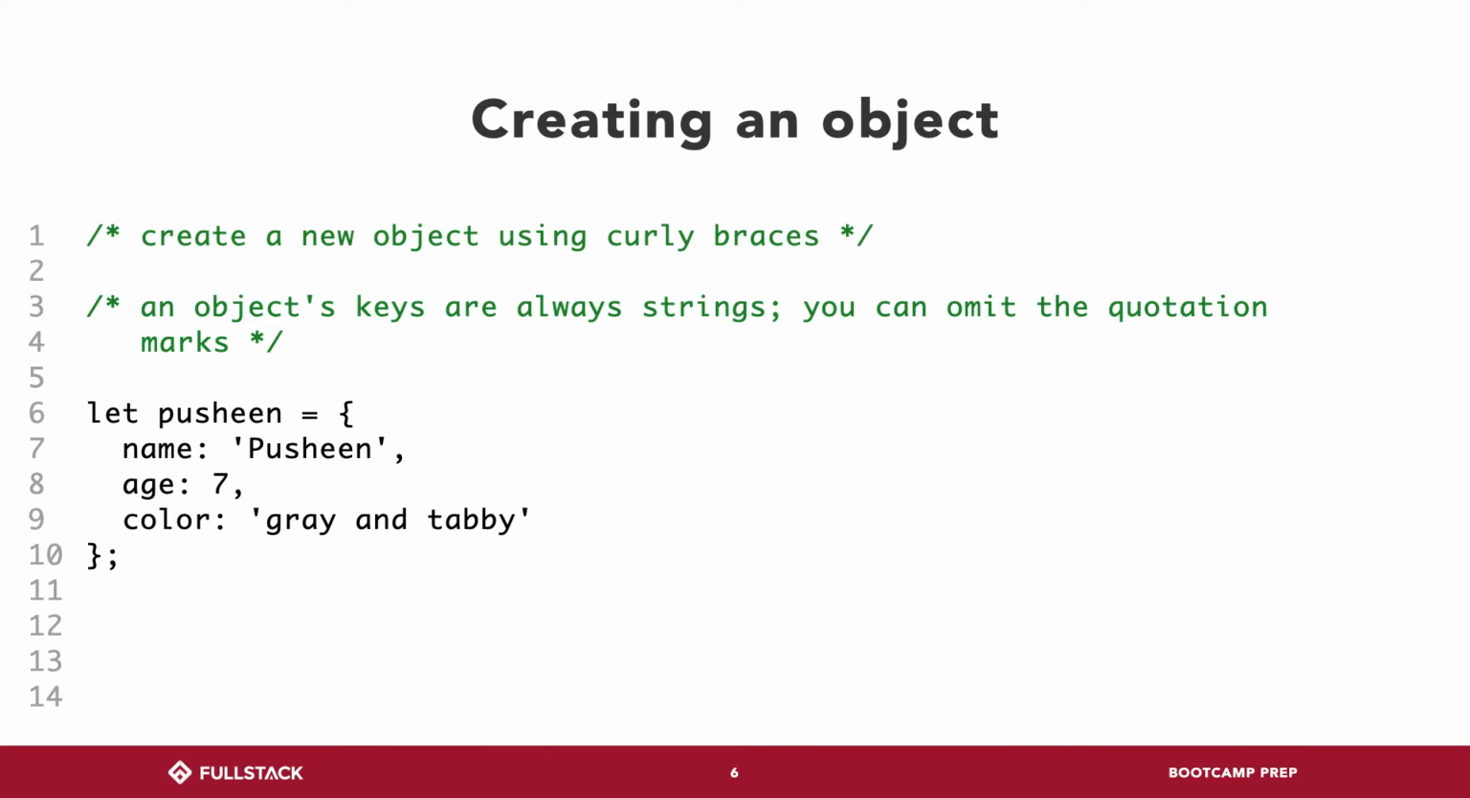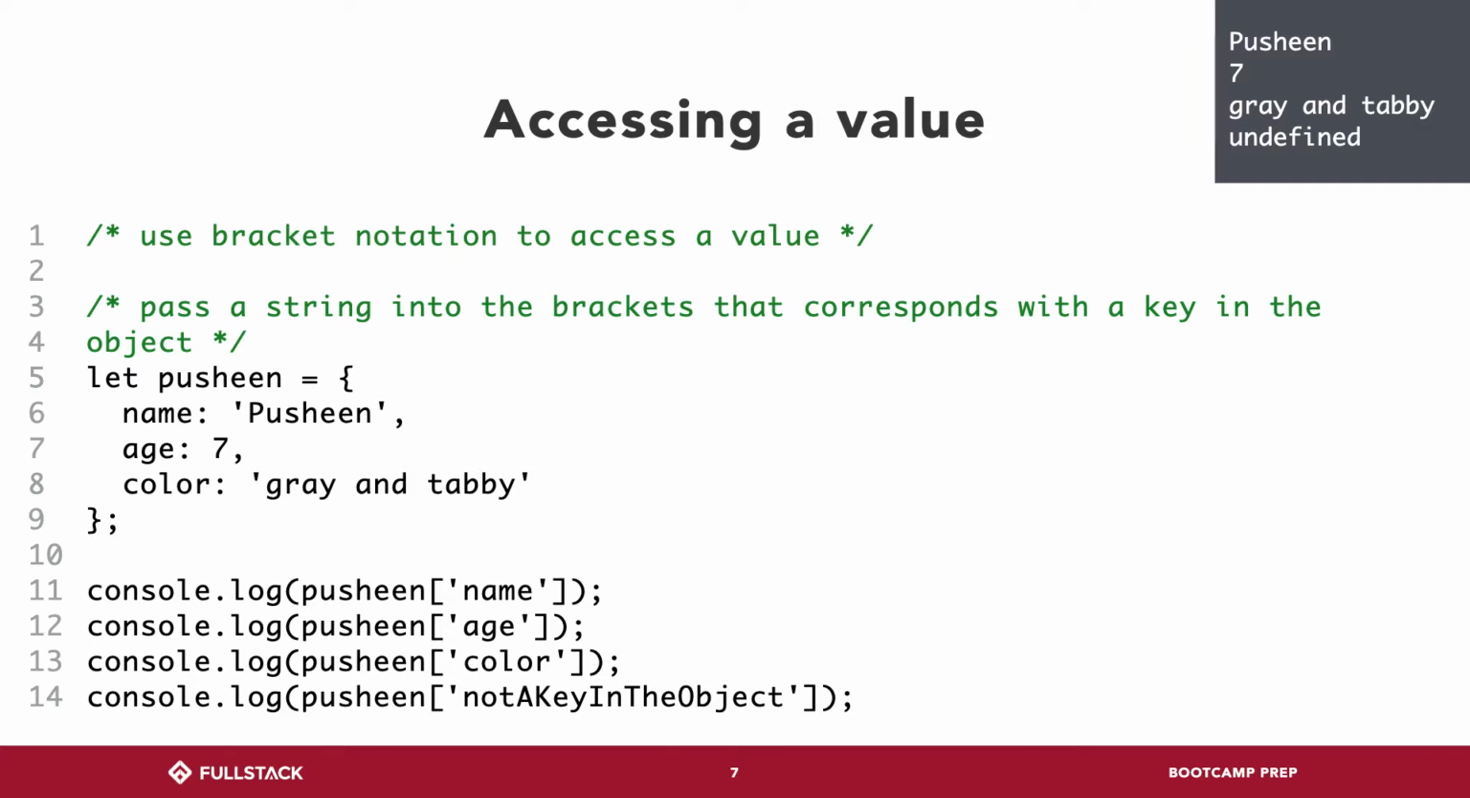Use bracket notation to access a value. Pass a string into the brackets that corresponds with a key in the object. So console.log pusheen of bracket string name will give you string age, string color, string not a key in the object. You get Pusheen, 7, Gray and Tabby, and undefined because the string not a key in the object is not a key, right? So you get undefined every time. If it's not in the object, you're going to get undefined if you try to access its value. Okay? Any questions? Cool.